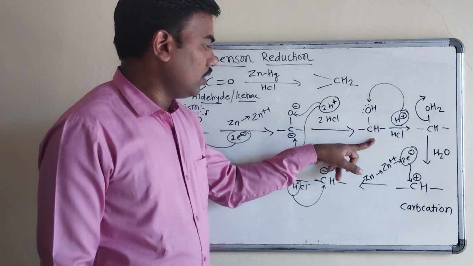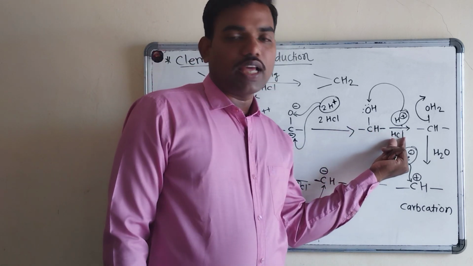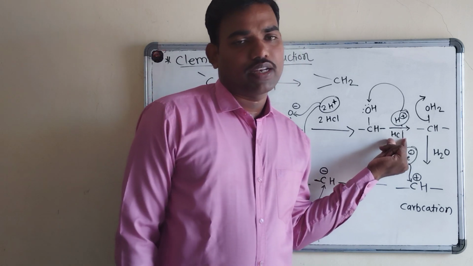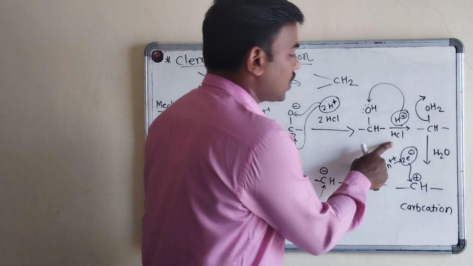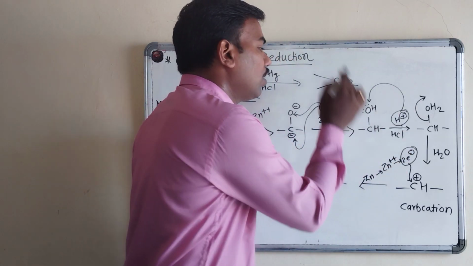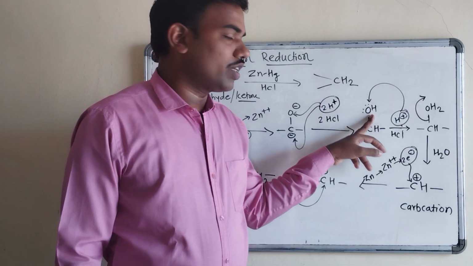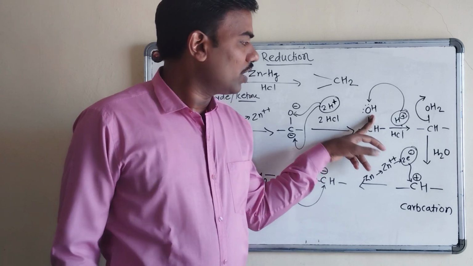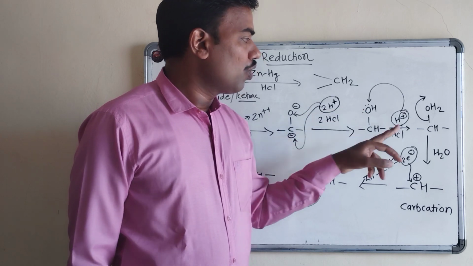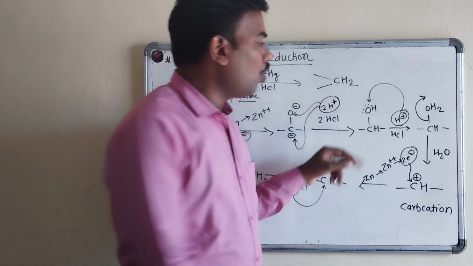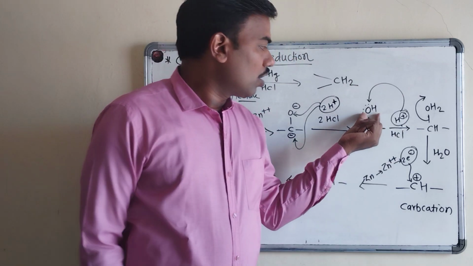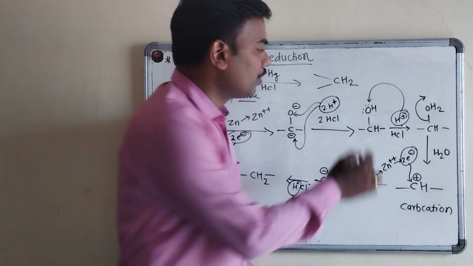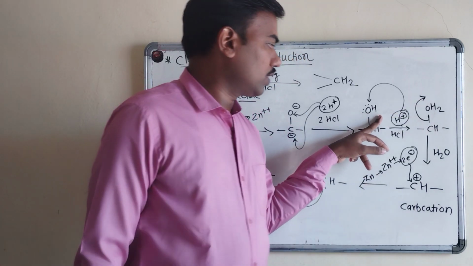So further, HCl, all of you know, is dissociated into H plus and Cl minus. So H plus from this HCl will move towards this oxygen, because oxygen is more electronegative and can attract electrons towards itself. So we will get OH2, this H is going towards the oxygen. So here the formation of the OH2 group takes place.